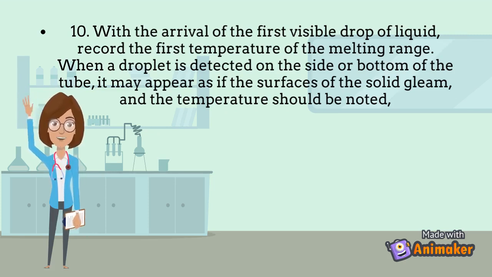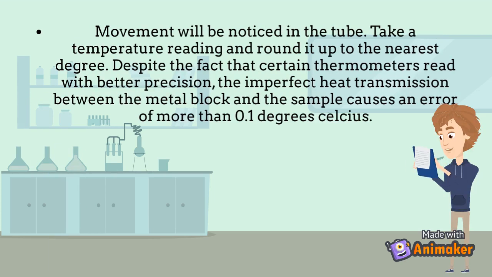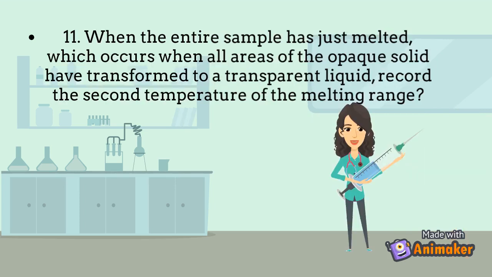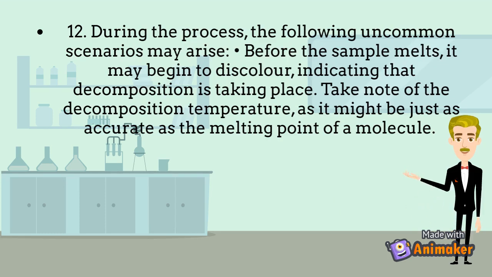When a droplet is detected on the side or bottom of the tube, surface movement may be noticed in the tube. Take a temperature reading and round it to the nearest degree, even though certain thermometers read with better precision. When the entire sample has just melted, which occurs when all areas of the opaque solid have transformed to a transparent liquid, record the second temperature of the melting range. During the process, the following uncommon scenarios may arise.